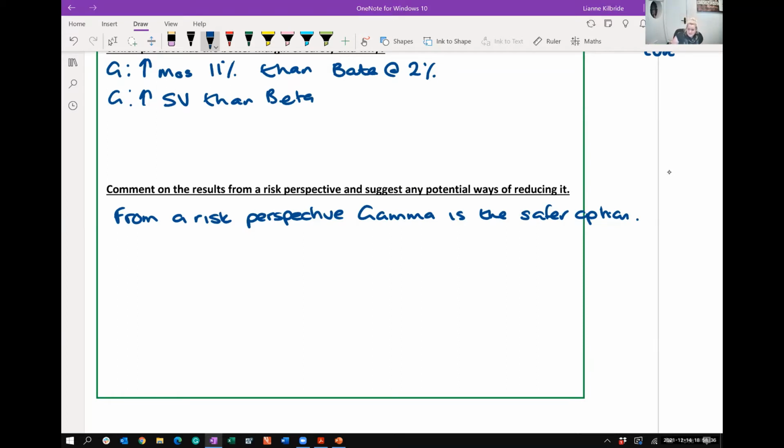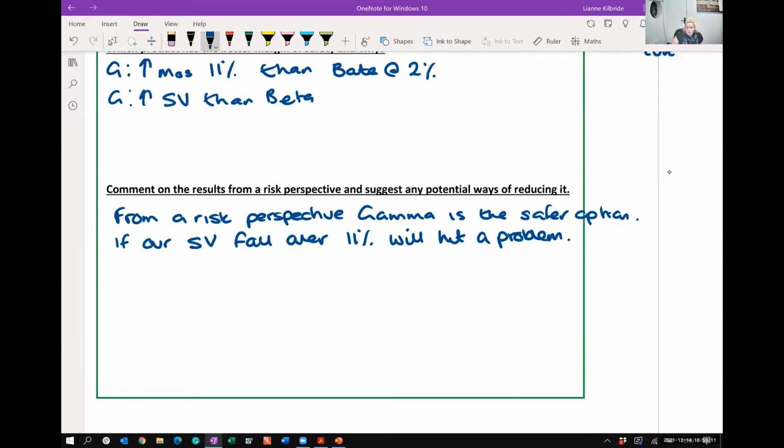So what we're trying to say is, if our sales volume falls over 11%, we will hit a problem. That's when we're not going to cover our fixed costs. So if the sales volume for Gamma falls over 11%, we will have a problem.